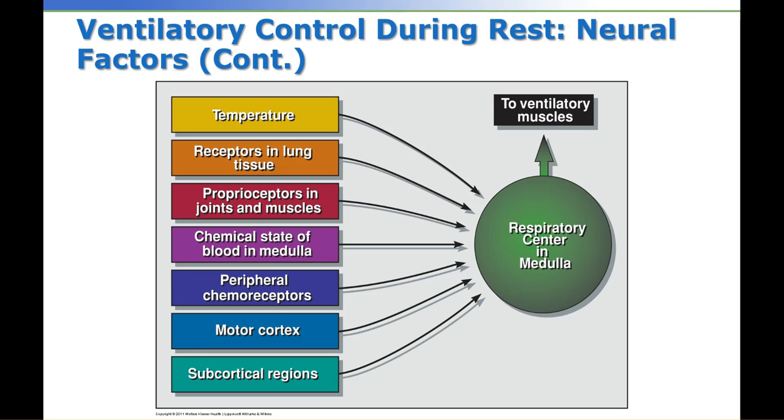Inflation of lung tissue stimulates bronchial stretch receptors that inhibit inspiration and stimulate expiration. So you have temperature receptors in the lungs, proprioceptors in the joints and muscles, chemical state of blood and medulla, peripheral chemoreceptors, motor cortex, and subcortical regions, which cause this automatic process to take place, this ventilatory control during rest.